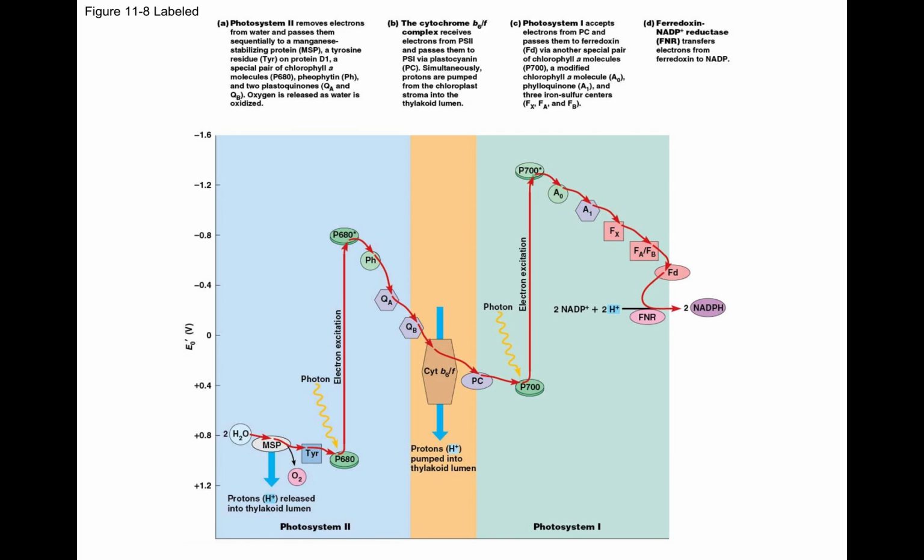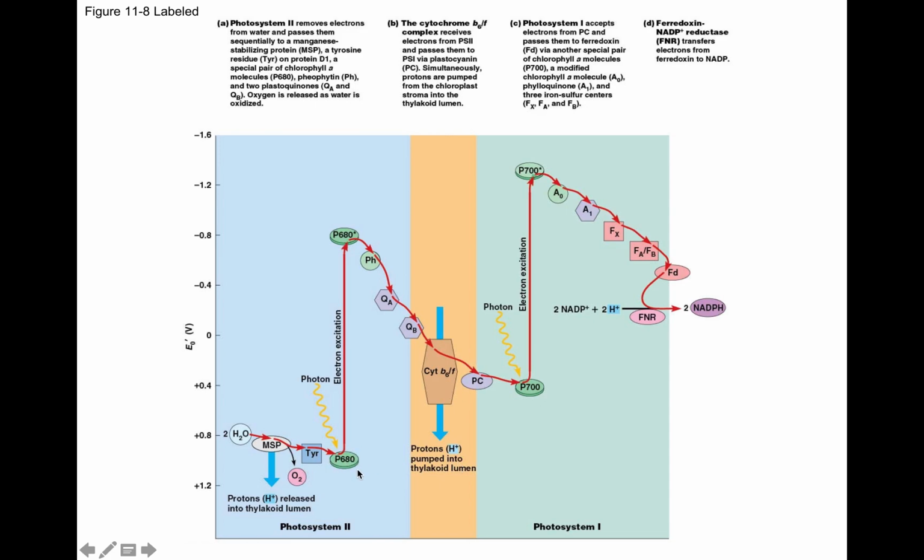Oxygen is the terminal electron acceptor for electron transport in mitochondria. Okay, so you pass off your electrons finally to NADP and you make NADPH. Okay, so let's fill in some gaps here.